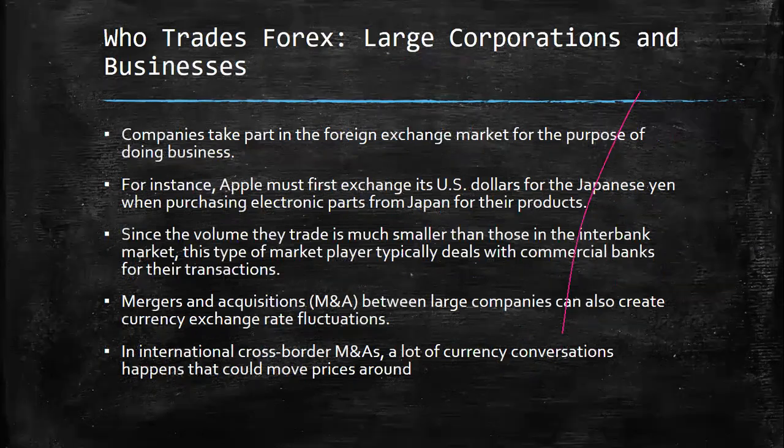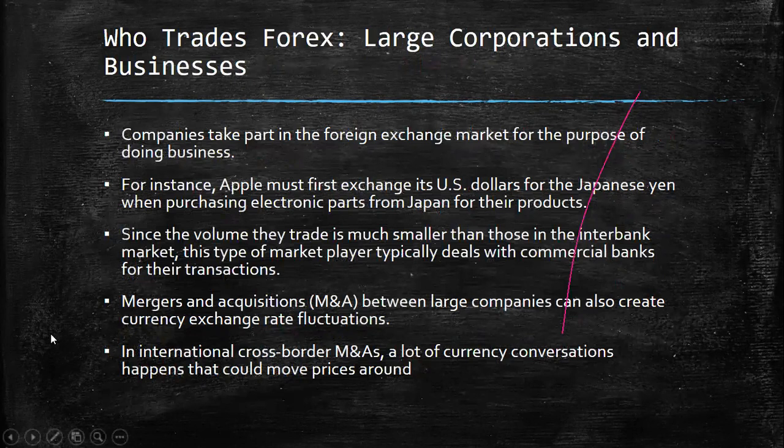You've got mergers and acquisitions. M&A between larger companies can also create currency exchange fluctuations. In international cross-border mergers and acquisitions, a lot of currency conversion happens that could basically manipulate the price as well.